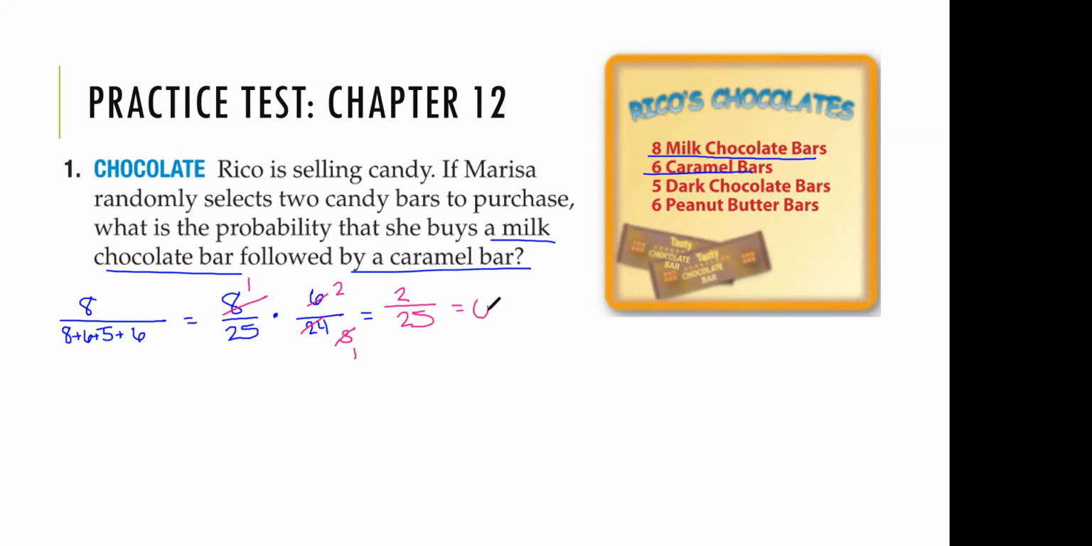which as a decimal is 8/100. And we change that decimal to a percent by moving our decimal 2 times to the right. So that would be 8%. So there's an 8% chance of Marissa randomly selecting a milk chocolate bar first and then a caramel bar second. Okay.